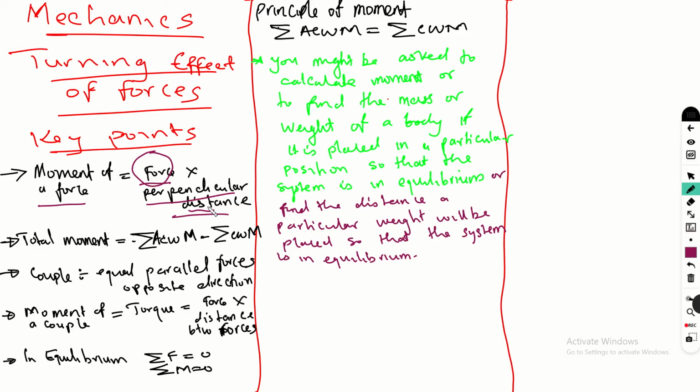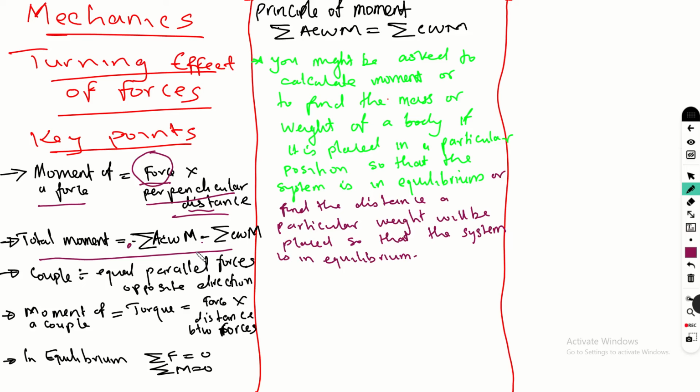Now, how do we get the moment of a force of a whole system? The moment is given by the sum of the anti-clockwise moments plus the sum of the clockwise moments. But I put a negative sign on the clockwise moment because we consider the anti-clockwise moment as positive, while the clockwise moment is negative, because moment of a force is a vector quantity.